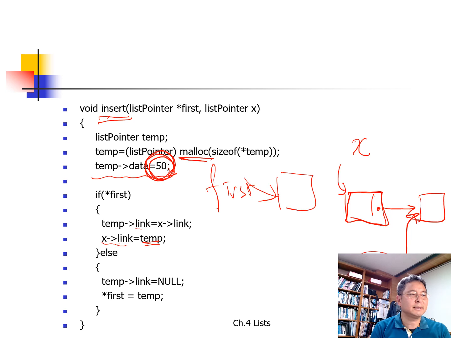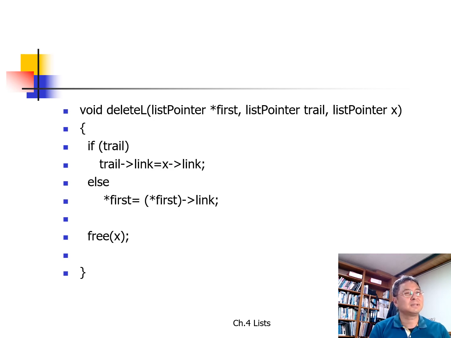And access link becomes temp. So this one instead of this one. Yes, this new data node was inserted here. And else, that means that there is no element. So this is the first node, the first element in the list. Then temp's link becomes null, and the first becomes temp. Okay, so this is the insert function implementation.